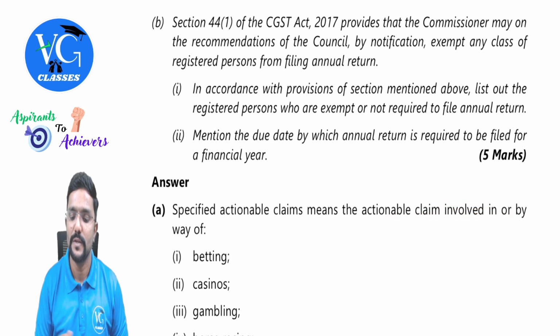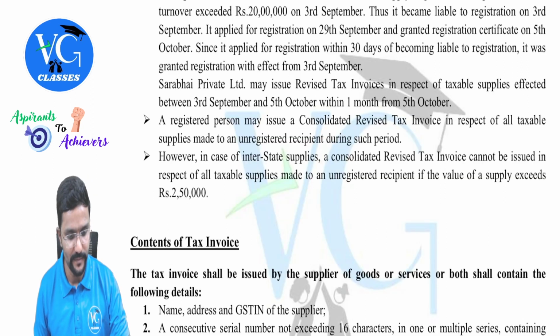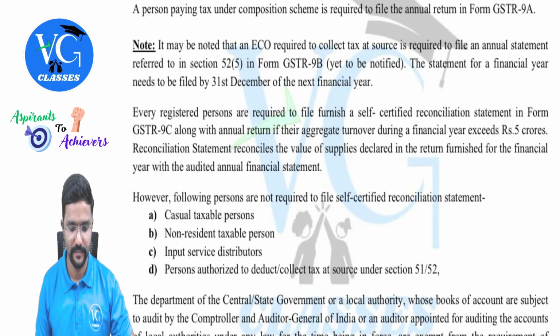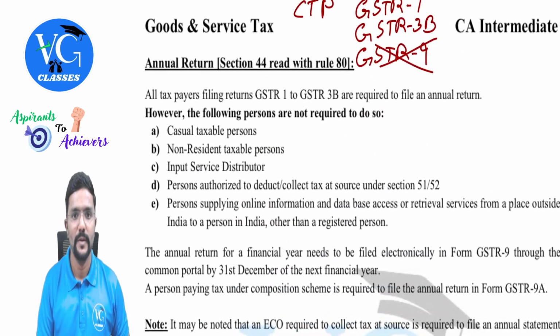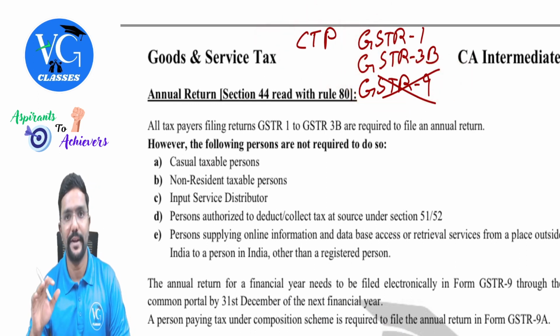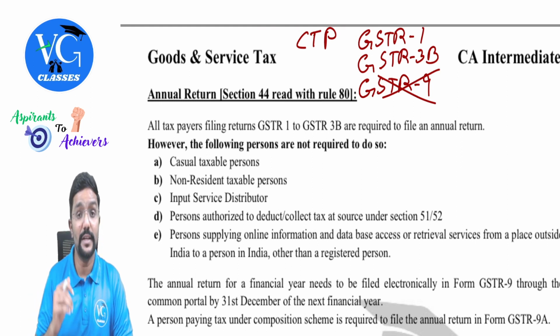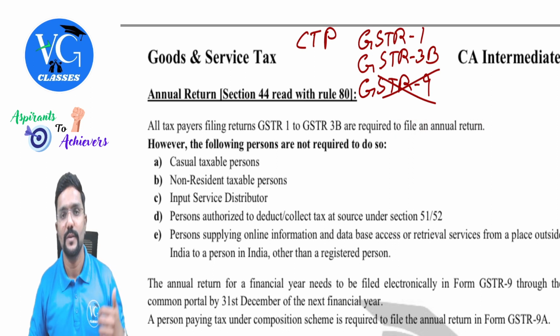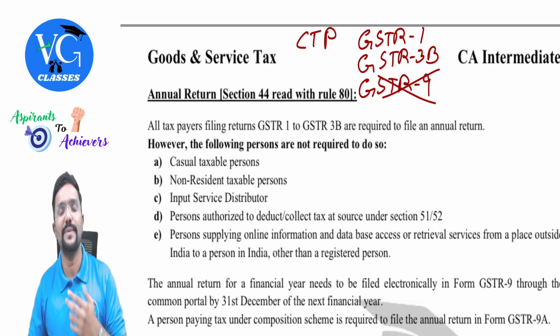Got it? So this is actually part of the returns chapter. I will just show you. Last chapter, guys. See, normally whoever is filing 1 and 3B, they have to file 9, but for CTP, 9 is not required. But here the question is not only about 9, they asked about annual return, so it includes 9, 9A as well as 9B.